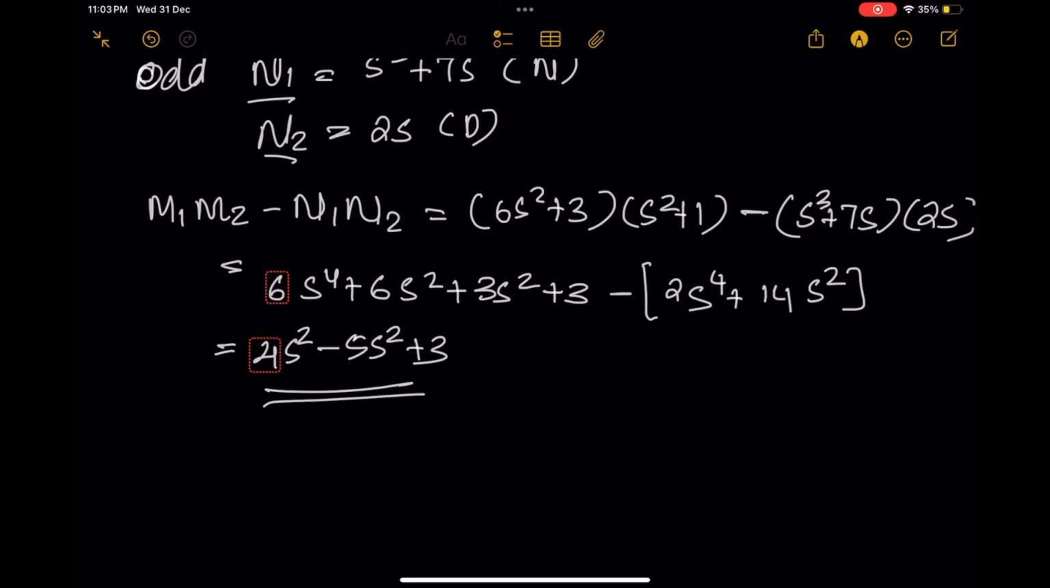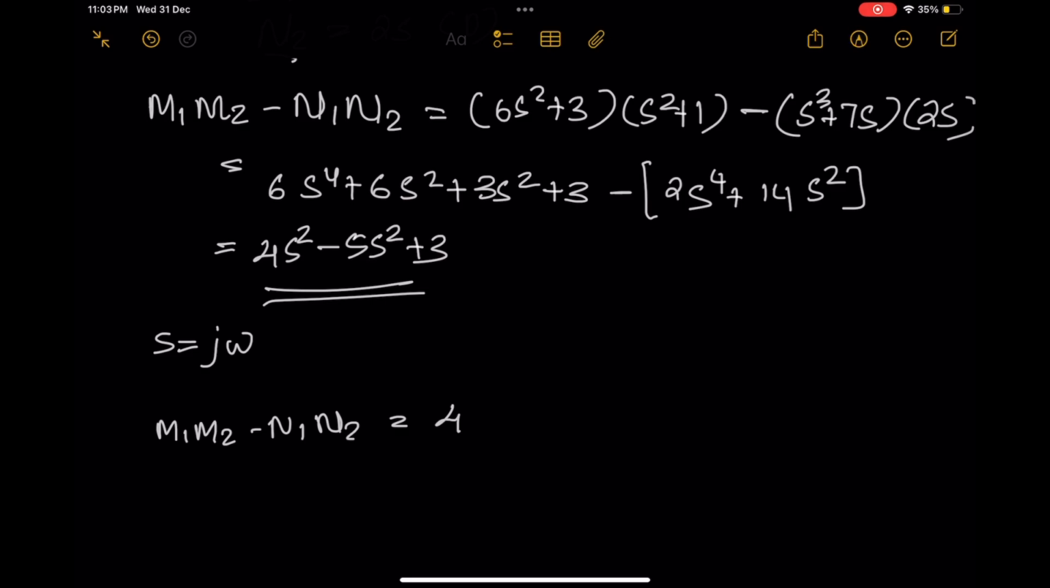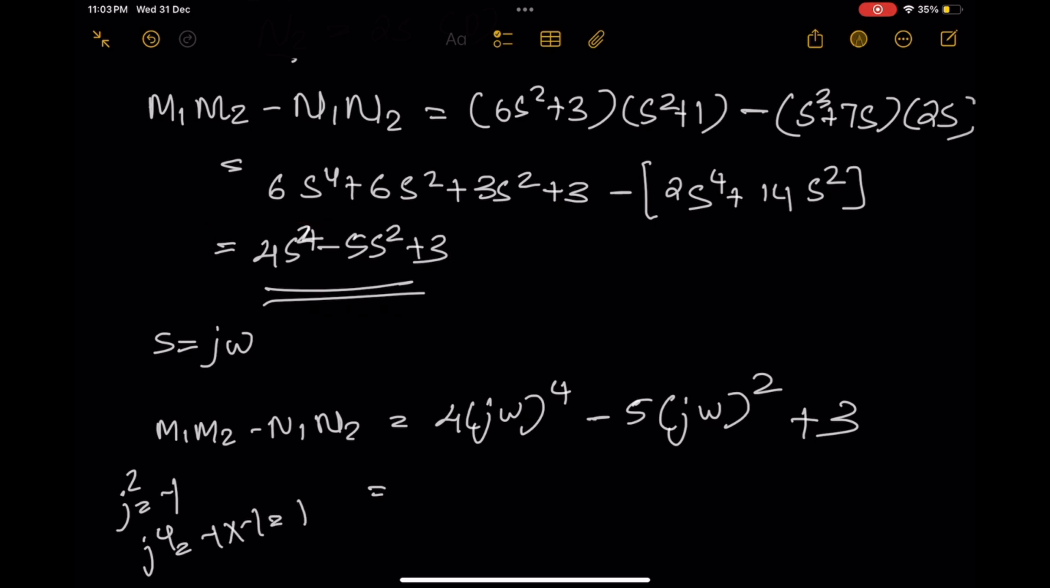Now what I'm going to do is very simple. I'm going to put s equal to j omega as we did in the earlier question. So in this equation, m1 m2 minus n1 n2, I put s equal to j omega, that is 4 times j omega raised to 4, plus 5 times j omega the whole square, plus 3. Now we'll solve this. We know that j square is equal to minus 1. J raised to 4 will be minus 1 into minus 1, that is 1. So on solving this, we get 4 omega raised to 4 plus 5 omega square plus 3.